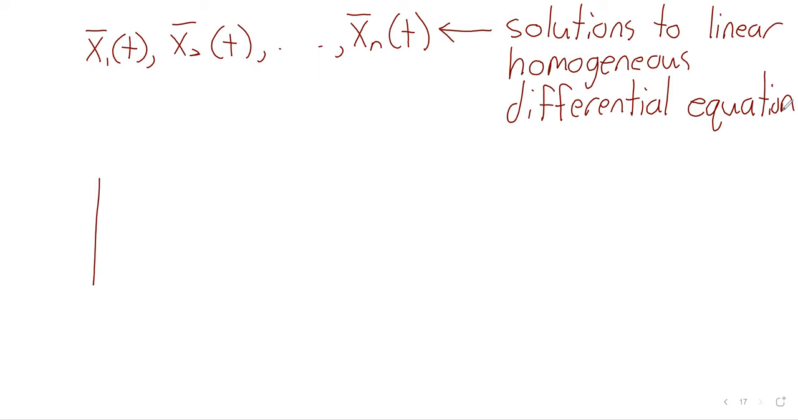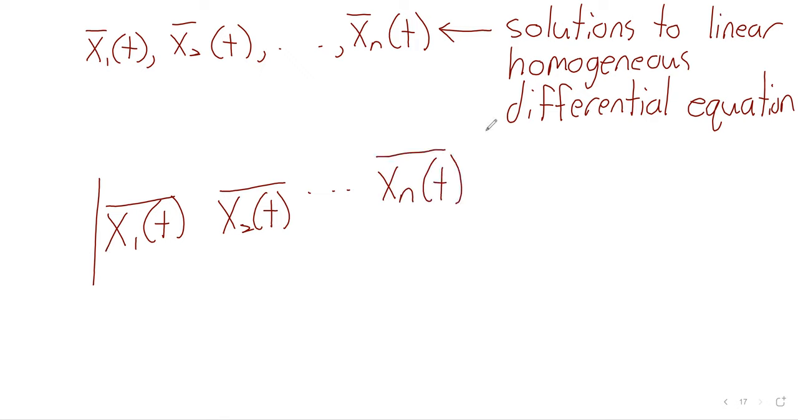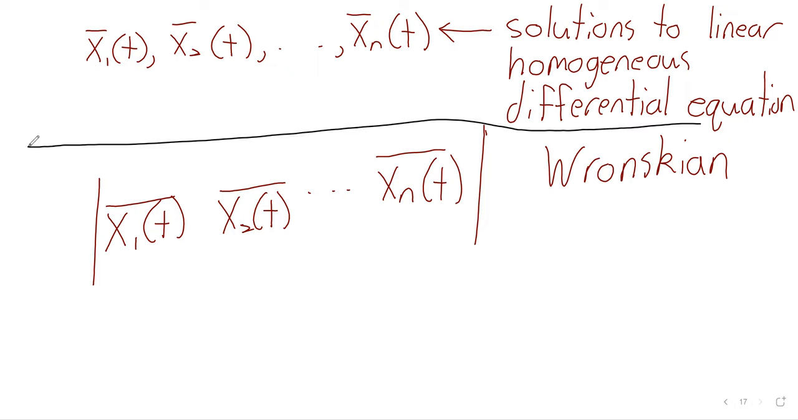We create a matrix that has these solutions as its columns. And we find the determinant of this matrix. And the determinant of this matrix has a special name. It's called the Wronskian. We've already seen that word, albeit briefly. The Wronskian is a function.